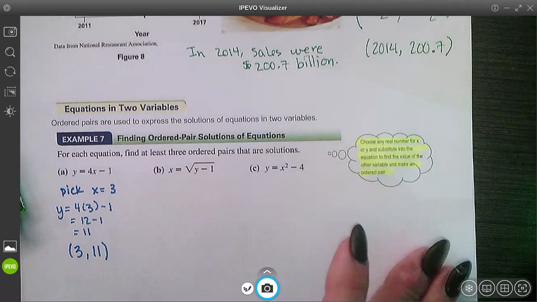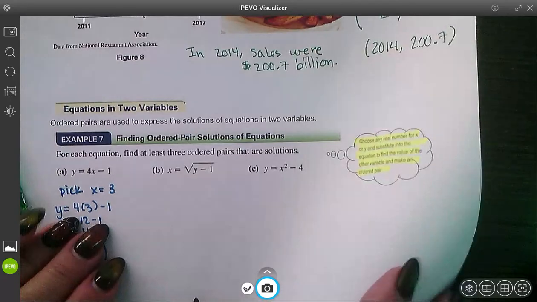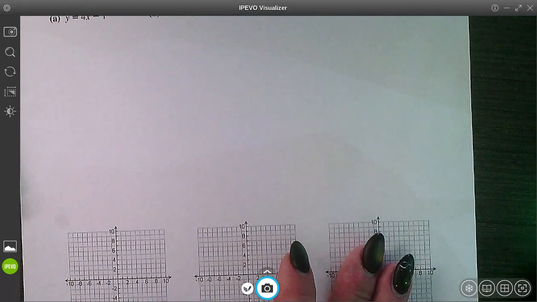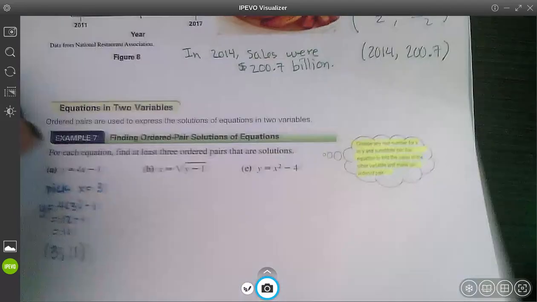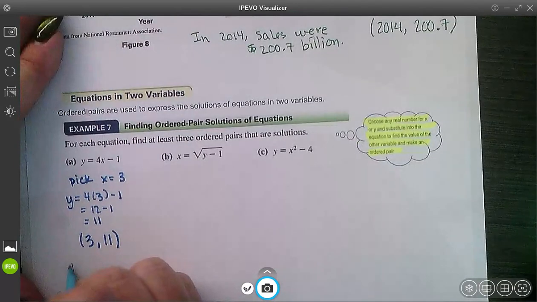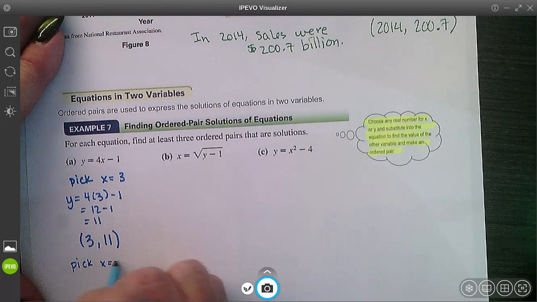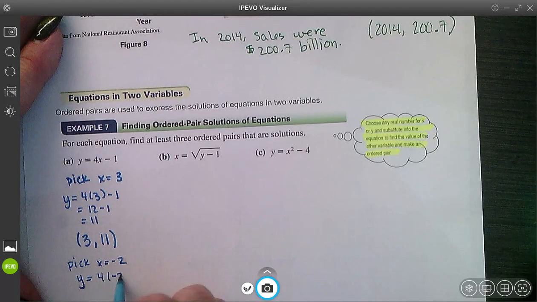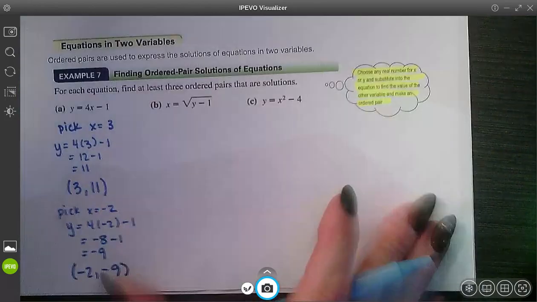And then we just do that a couple more times. Hang on, I think on the next page I have a graph. Yep, so I want to make sure everything can fit on there. So we can pick another x value. Let's pick x equals negative 2. Then y would equal 4 times negative 2 minus 1, which is negative 8 minus 1, so negative 9. So another ordered pair would be negative 2, negative 9.